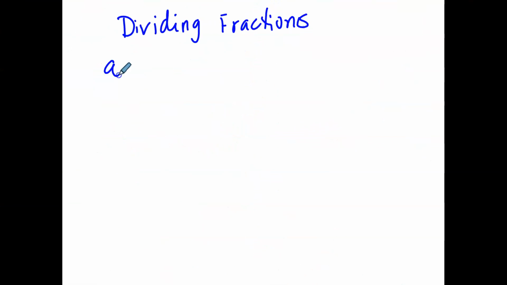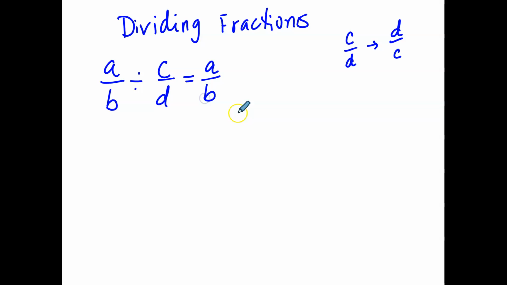To divide fractions, a over b divided by c over d, we multiply by the reciprocal. Reciprocal is a switched fraction. We switch numerator and denominator. Reciprocal of c over d would be d over c. They're not equal because it's going to be a different quantity, but d over c is called the reciprocal of c over d. The first fraction stays the same, a over b. The division is changed to multiplication, and the second fraction is changed to the reciprocal, d over c.